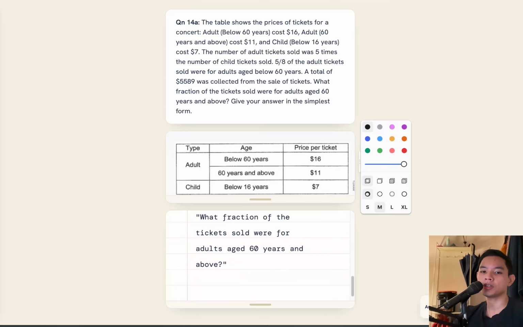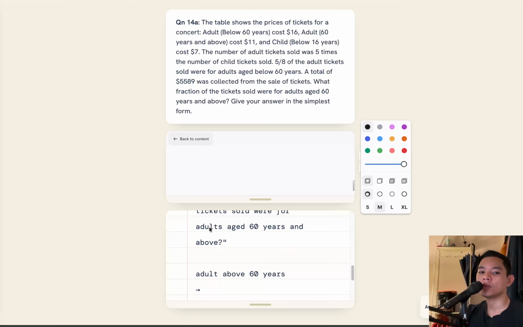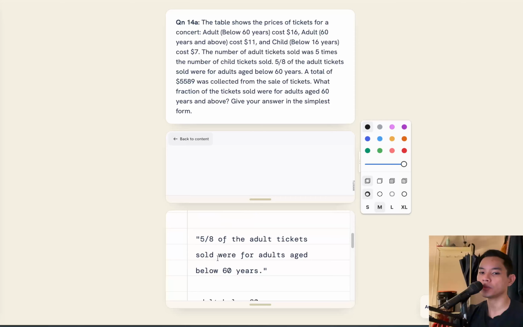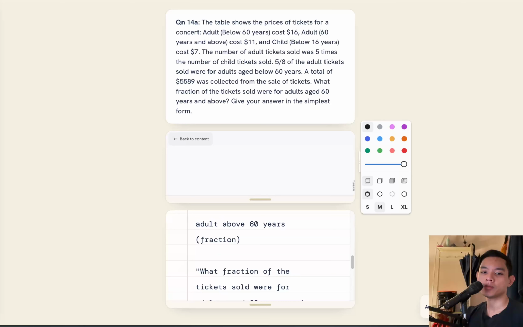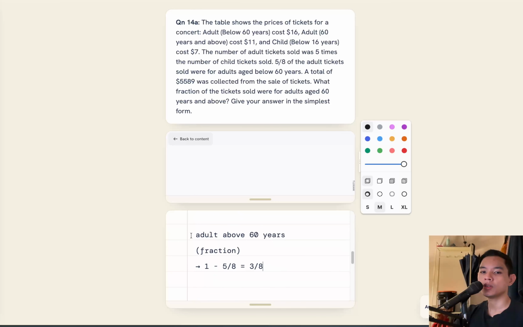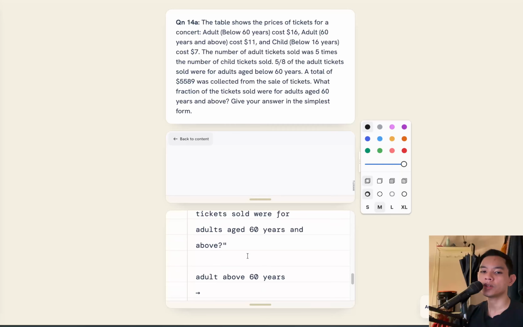So what fraction of the tickets sold were for adults aged 60 years and above? So adult above 60 years old. Adult below 60 from the statement is 5/8, the fraction. Then adults above 60 years old in terms of fraction would then be equal to 1 minus 5/8, and the answer is 3/8. So if I were to get the number of units from this, which is the total 5 units from the adults, as we mentioned earlier, 5 units times 3/8, then be 15 out of 8 units. Gonna leave it as a mixed number.